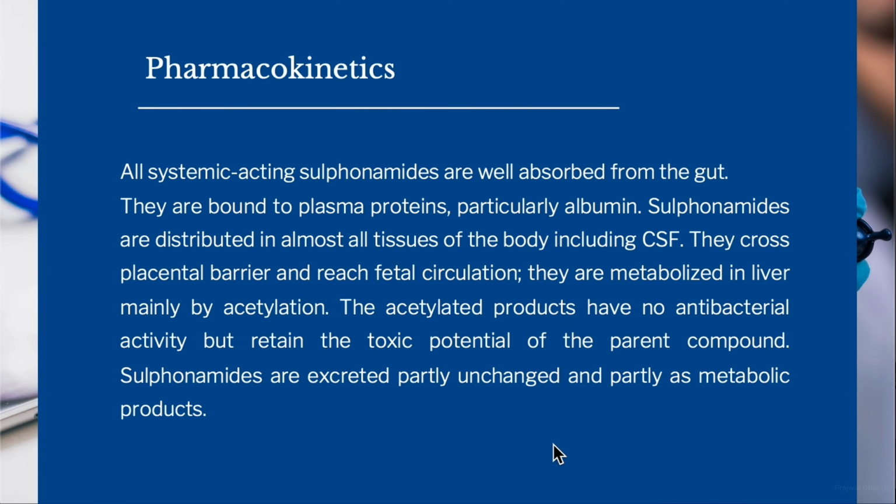Pharmacokinetics of sulfonamides. All systemic acting sulfonamides are well absorbed from the gut. They are bound to plasma proteins, particularly albumin. Sulfonamides are distributed in almost all tissues of the body, including cerebrospinal fluid. They cross placental barrier and reach fetal circulation. They are metabolized in liver mainly by acetylation. The acetylated products have no antibacterial activity but retain the toxic potential of the parent compound. Sulfonamides are excreted partially unchanged and partially as metabolic products.